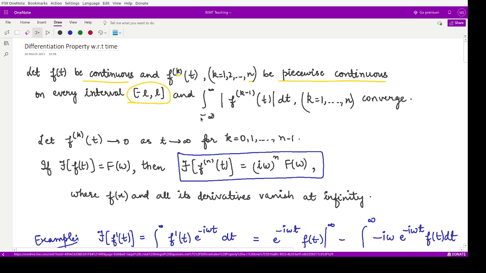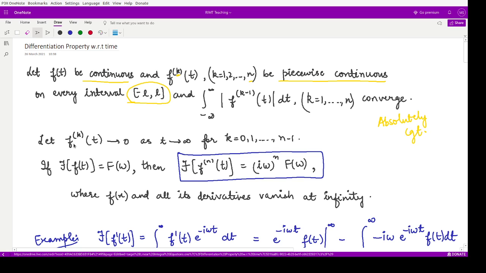Moreover, the integration of the absolute value of all the derivatives including the function should be a finite number. That means all these functions, the function itself, its first derivative, second derivative, third derivative up to n minus 1th derivative, they should be absolutely convergent. So this condition should be there.